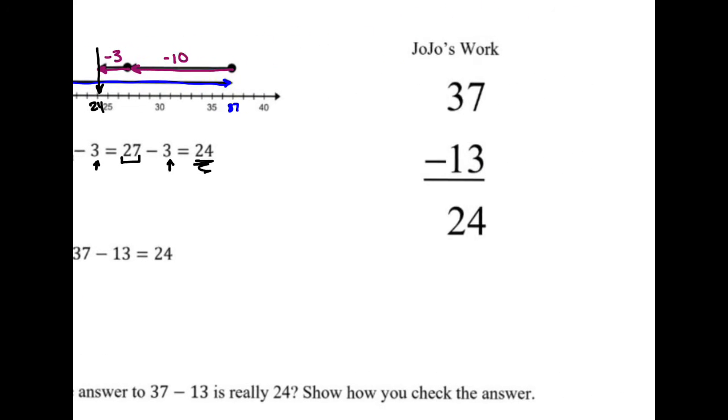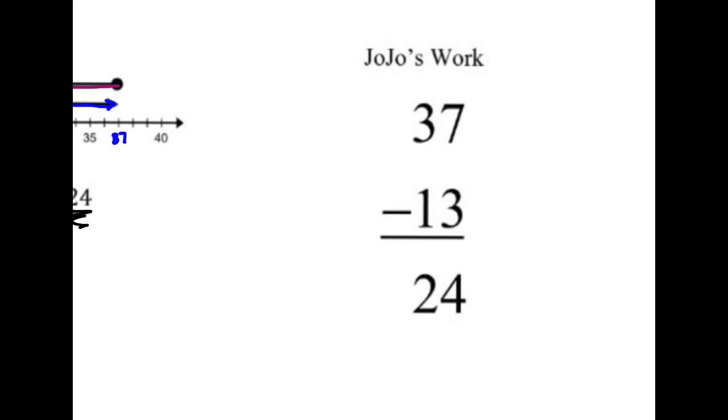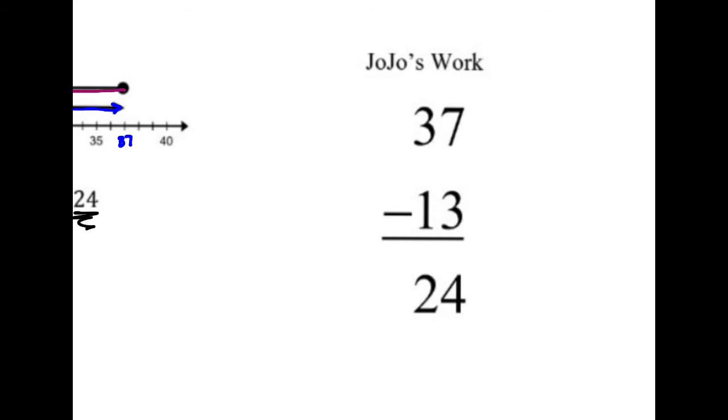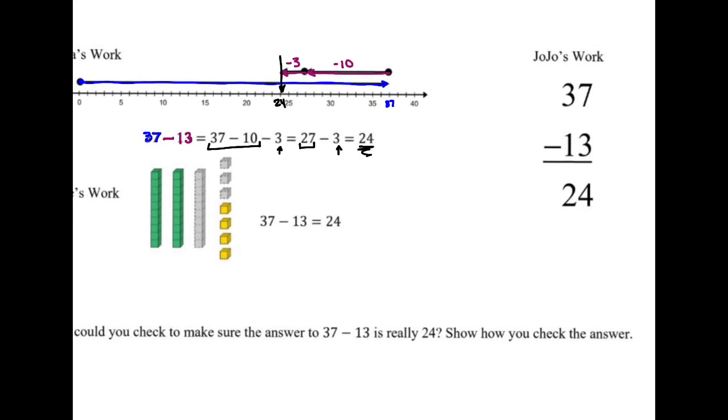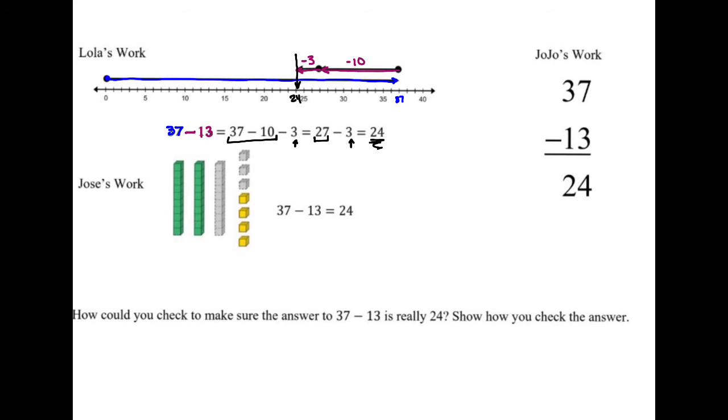Okay, now let's go look over here at JoJo. And if you remember, this is what's called an algorithm. And I'm going to actually leave it this size so we can look at Jose's at the same time because it's very similar. Okay, so 37 minus 13, JoJo says it's 24. There's no work whatsoever, but there really was because you did it one column at a time, starting with the ones column, working straight down this way.